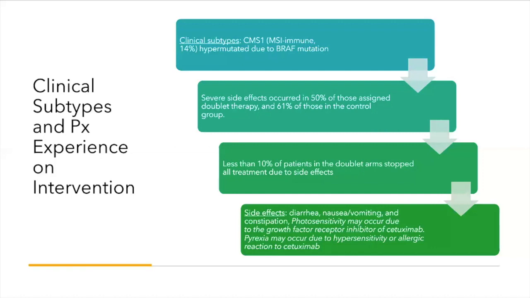Patient experience had severe side effects. 50% had severe side effects of those assigned to the doublet therapy, and 61% of those assigned to the control group. Less than 10% of the patients in the doublet therapy stopped all treatment due to side effects, the researchers reported, and the drugs were administered for longer periods of time than the control, 21 and 19 weeks versus 7 weeks. And we also found side effects being diarrhea, nausea, vomiting, and constipation.